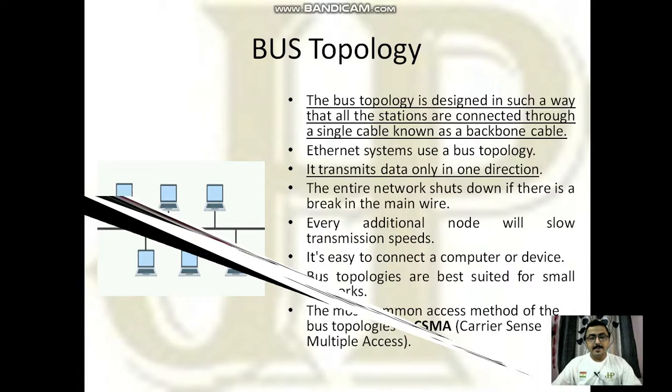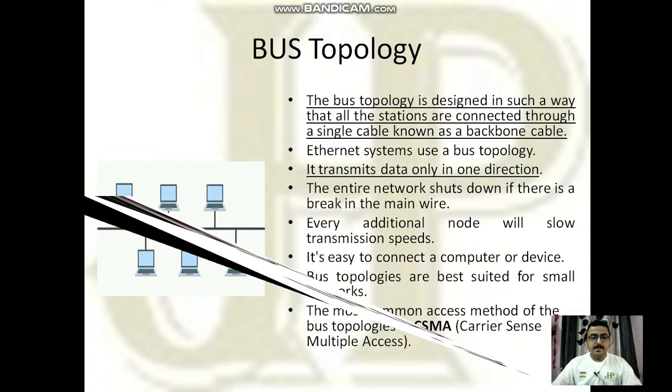It transmits data only in one direction. The entire network shuts down if there is a break in the main wire. Means if this backbone wire has some error, then the whole network will be shut down. Every additional node will slow down the transmission speed.